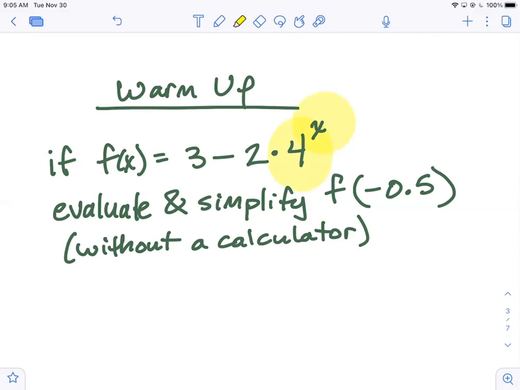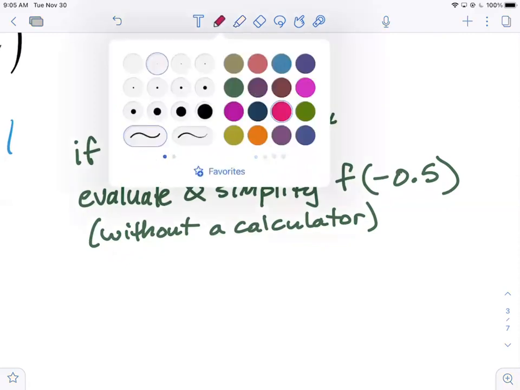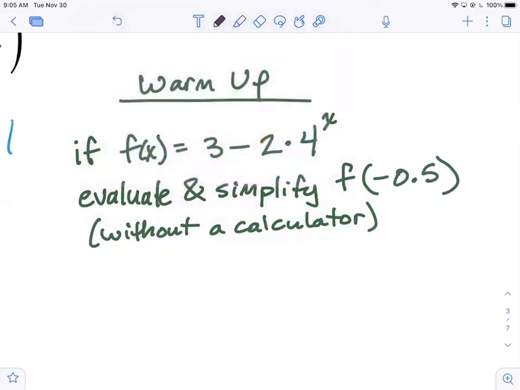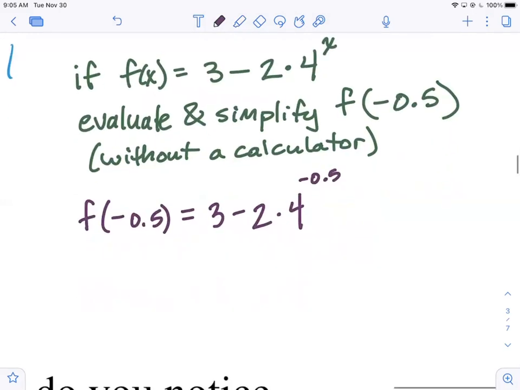Now, we're just trying to evaluate it. So all we have to do is plug and chug. And remember, it's about communicating or indicating our method. So we're going to write f of negative 0.5. And when I'm evaluating, instead of working straight down, I like to work left to right just once, okay? And then we work straight down on that side. So that's 3 minus 2 times 4 to the negative 0.5 power, okay? So that's just plugging in for x. Now I'm going to work straight down and simplify.